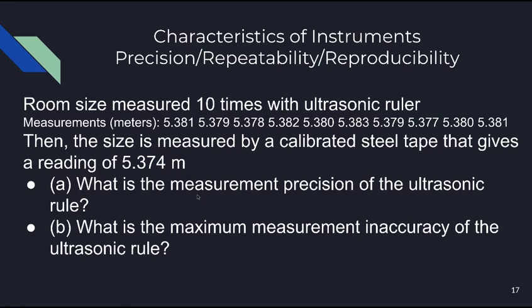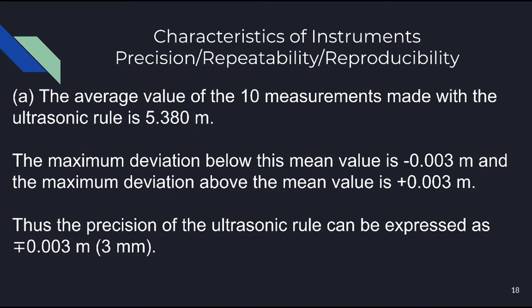What is the measurement precision of the ultrasonic rule, and what is the maximum measurement inaccuracy of the ultrasonic rule? So the mean average, or the average value of the 10 measurements made with the ultrasonic rule, is 5.380 meters. The maximum deviation below this mean is minus 0.003 meters, and the maximum deviation above the mean is plus 0.003. Thus, the precision of an ultrasonic rule can be expressed as plus or minus 0.003 meters or 3 millimeters.